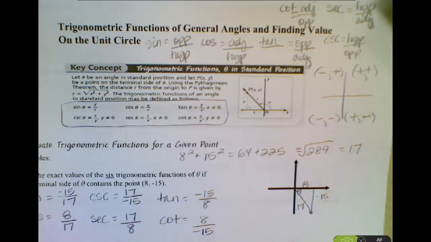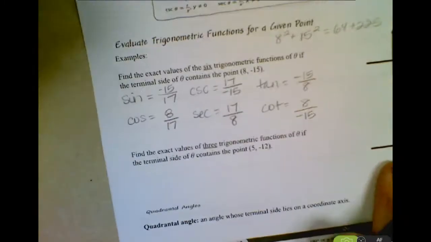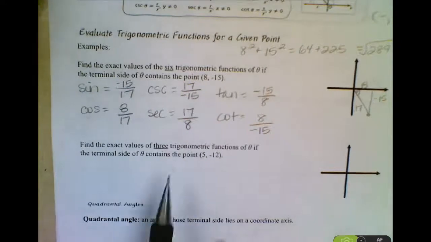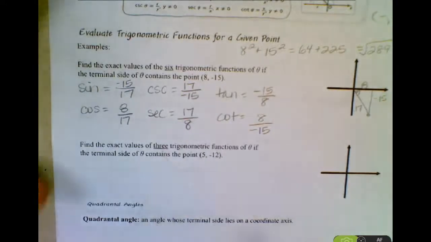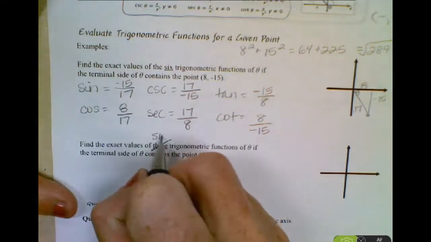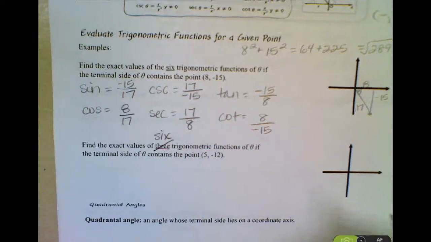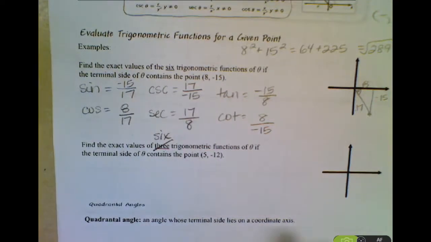I know this says 3 for our second example: find values of 3 trigonometric functions. Go ahead and do all 6. It's good practice for you. So repeat what you did in the first example using the point (5, -12). And then we will come back and check your work, please.